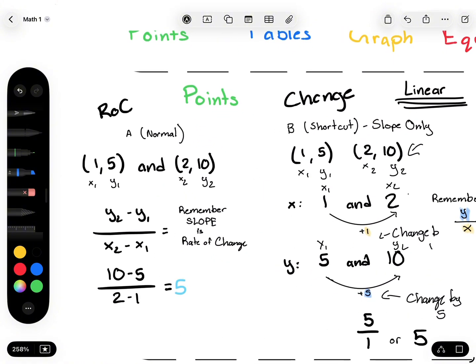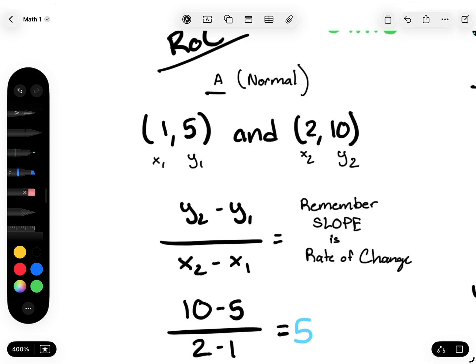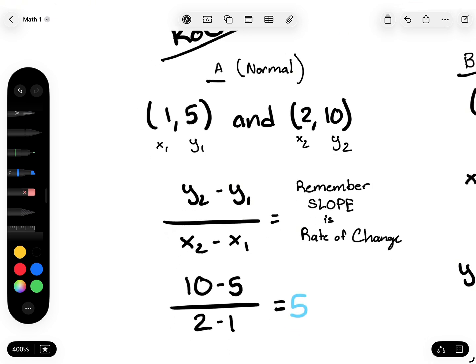Now, there are two methods. Method A is going to be our rate of change method. This is what was in our previous video, and this is what you would normally use if you have not seen the methods in this video. Now we have method B, which I like to call the shortcut method, and this is only applicable for linear functions, like the one we have right now. Normally, we would identify the two points, and we would identify x1, y1, x2, and y2. We normally do that by just reading straight across and giving each one an assignment.